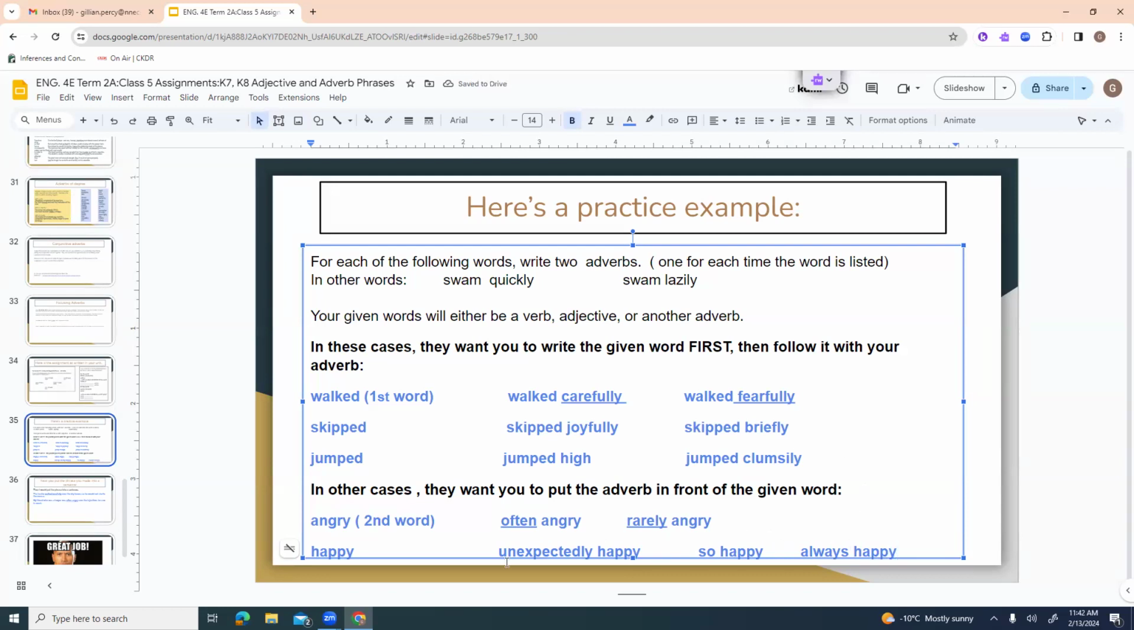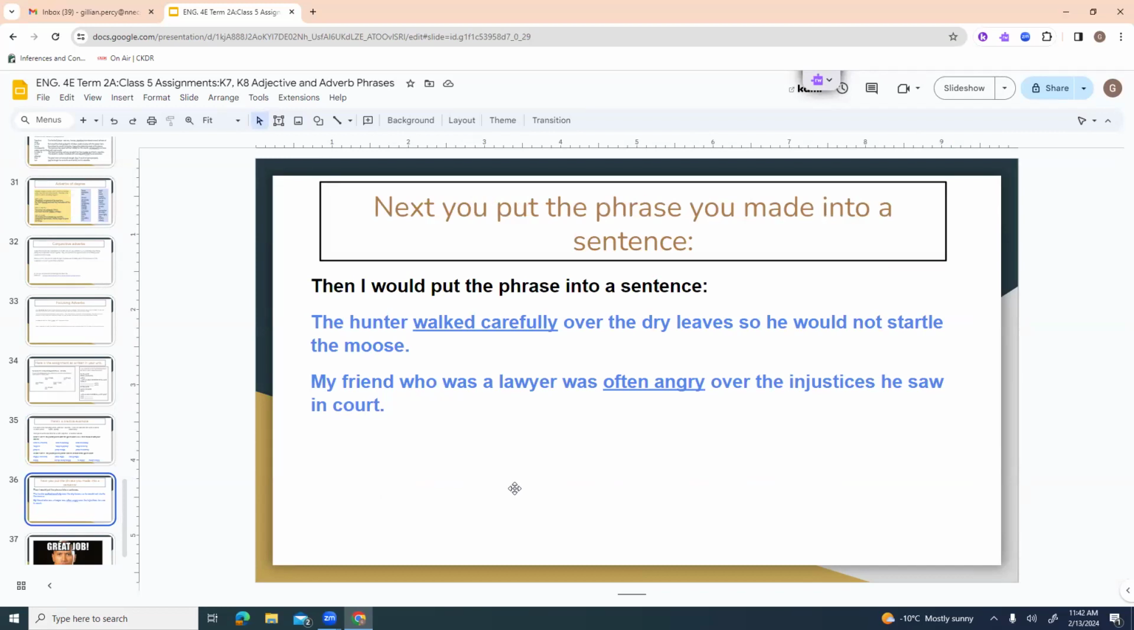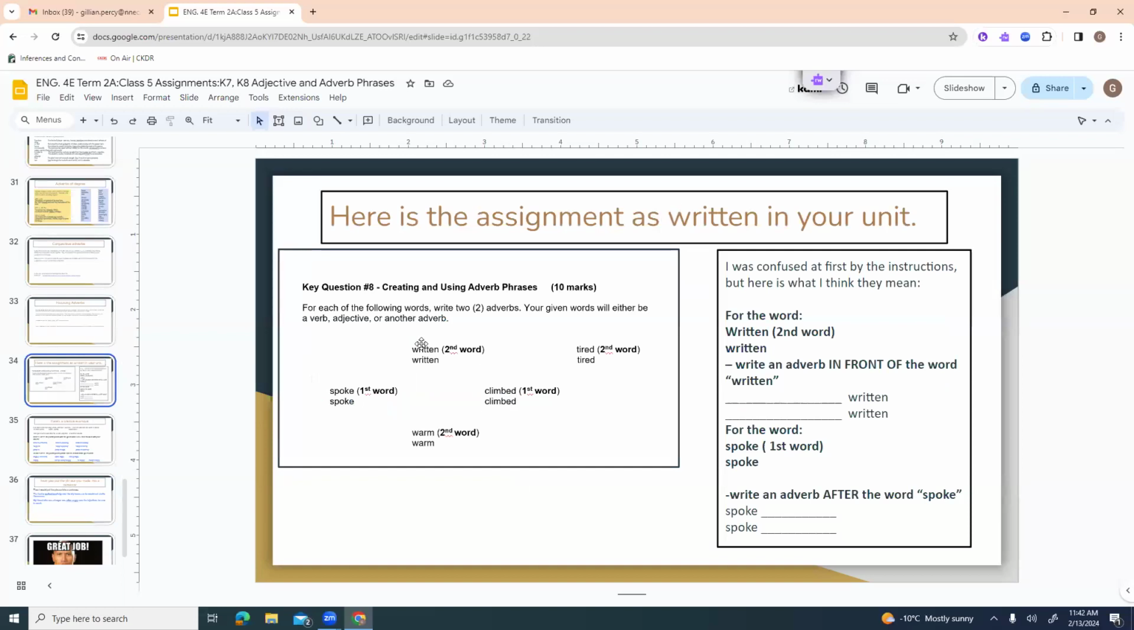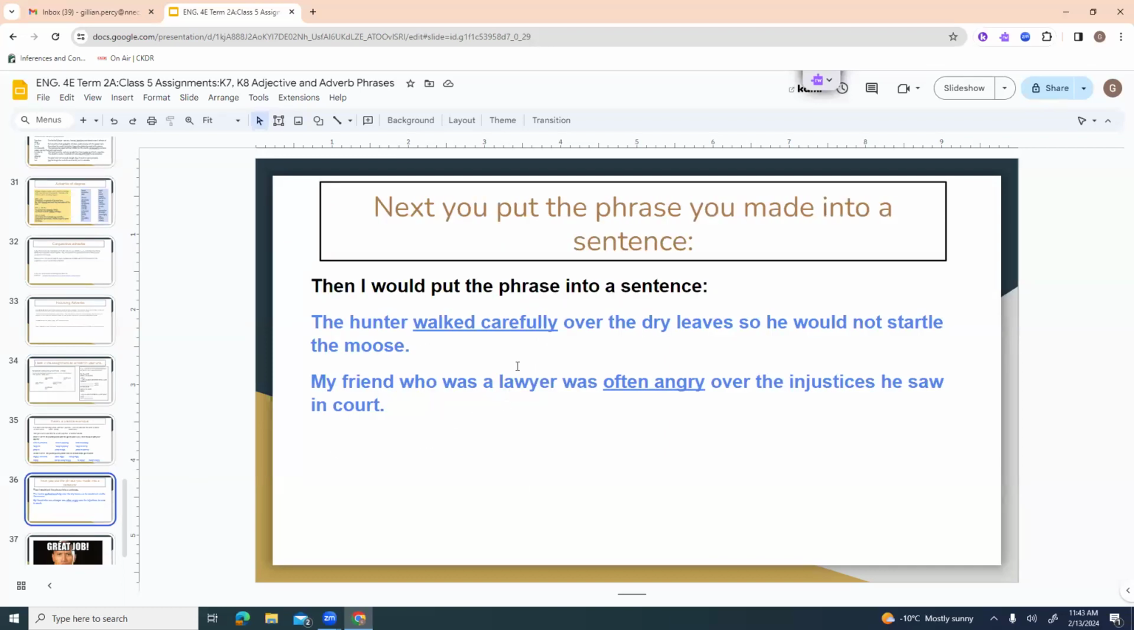Okay. Then after you've done that, they want you to go back through and pick one of, because they come in sets of two, right? So I've got two for written, two for tired. They want you to pick one for written, one tired, one spoke, one climbed, one warm, one of the phrases that you created, and put them into a sentence. So here's an example. I could say, the hunter walked carefully over the dry leaves so he would not startle the moose. My friend, who was a lawyer, was often angry over the injustices he saw in court.